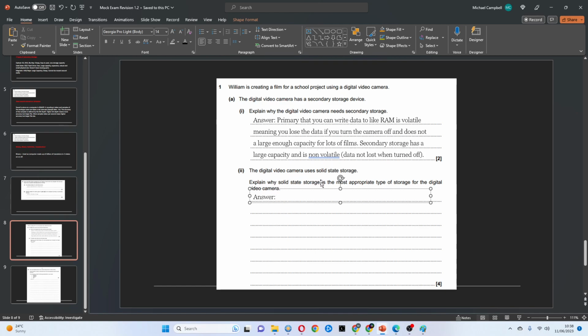So explain why solid state is the most appropriate type of storage for a digital camera. So this is the answer that kids used to say. Solid state drive has solid state storage, has no moving parts, and as a digital camera is moved around, it is not suitable to have parts banging around or something like that.